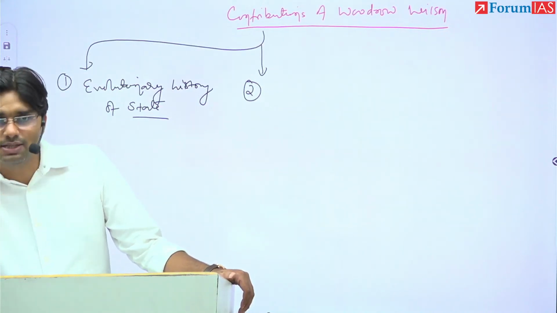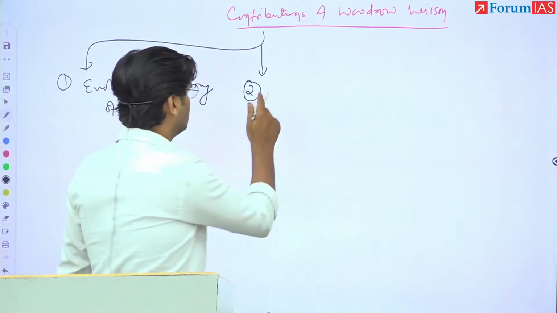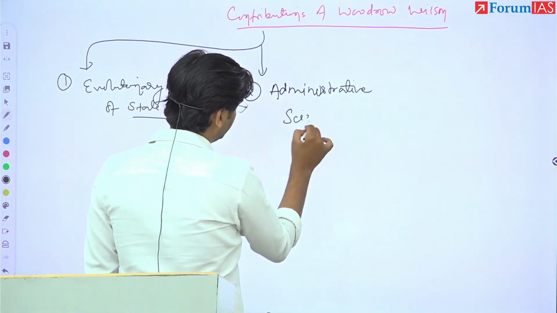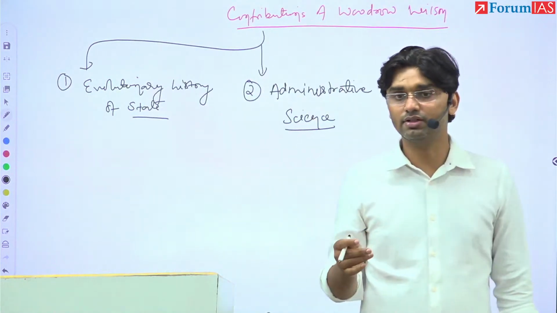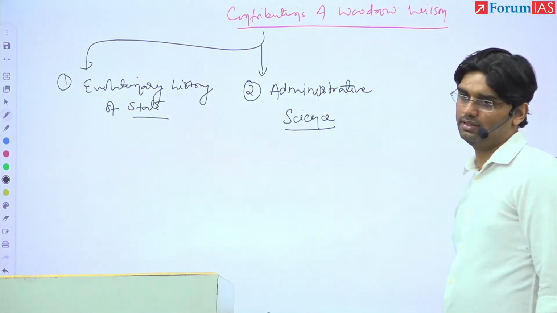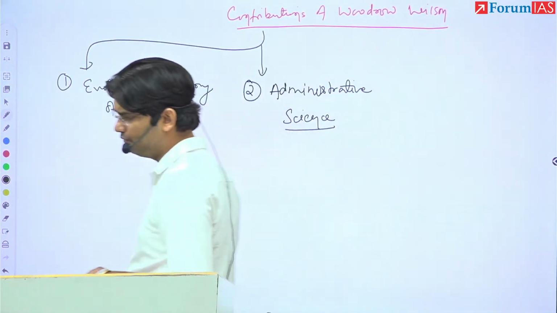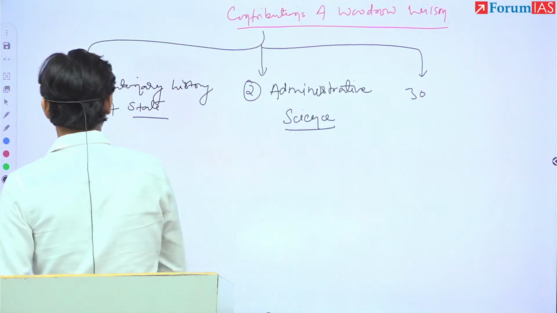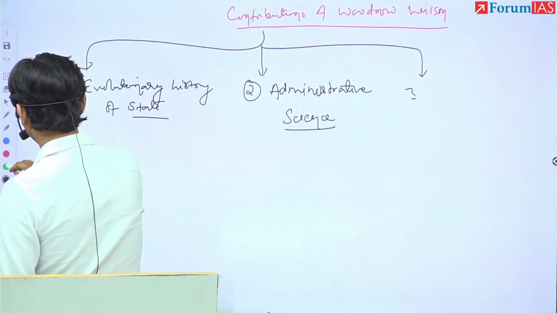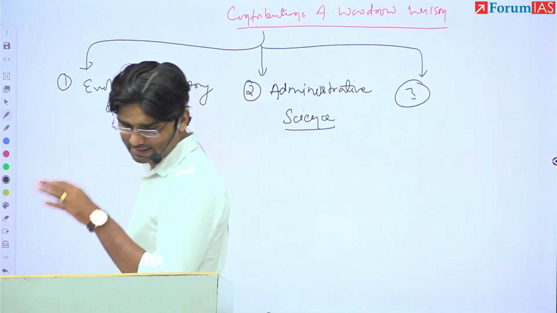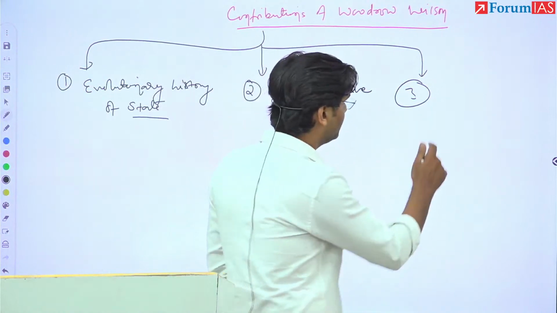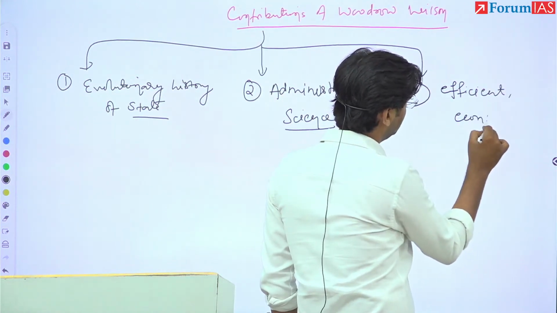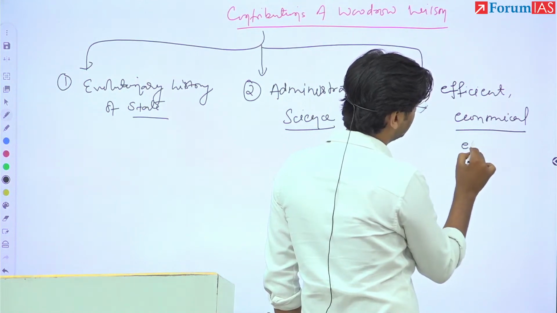Science means what? What Charles Darwin was saying. In many books you will find "administrative science". In many books it is written that Woodrow Wilson wanted to study administration or wanted to make administrative science. The meaning is the same as what I am telling you, and in some books this term is written, so you don't need to get confused. Number 3, Woodrow Wilson says that this administrative science should be studied for making administration what? Efficient, economical, and effective.